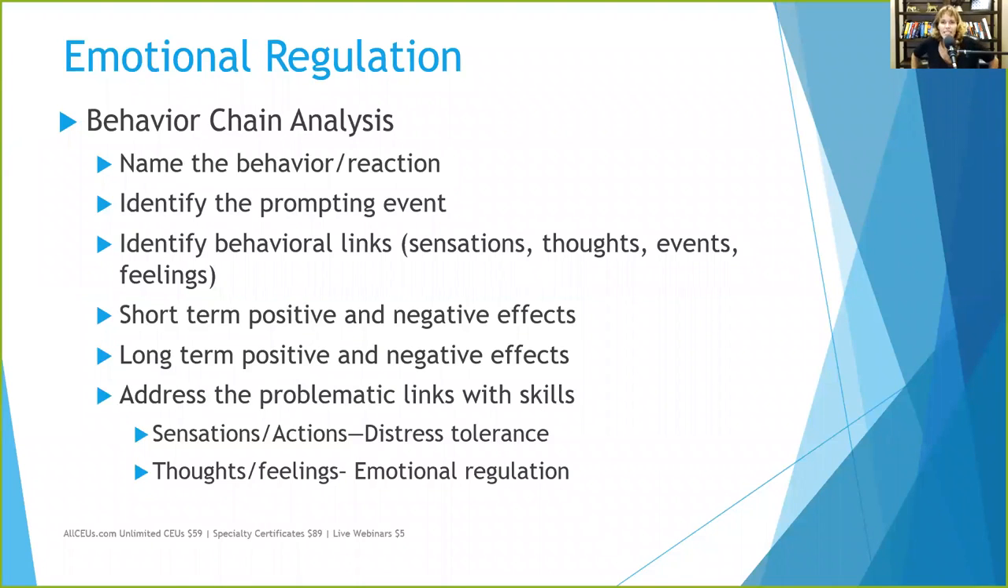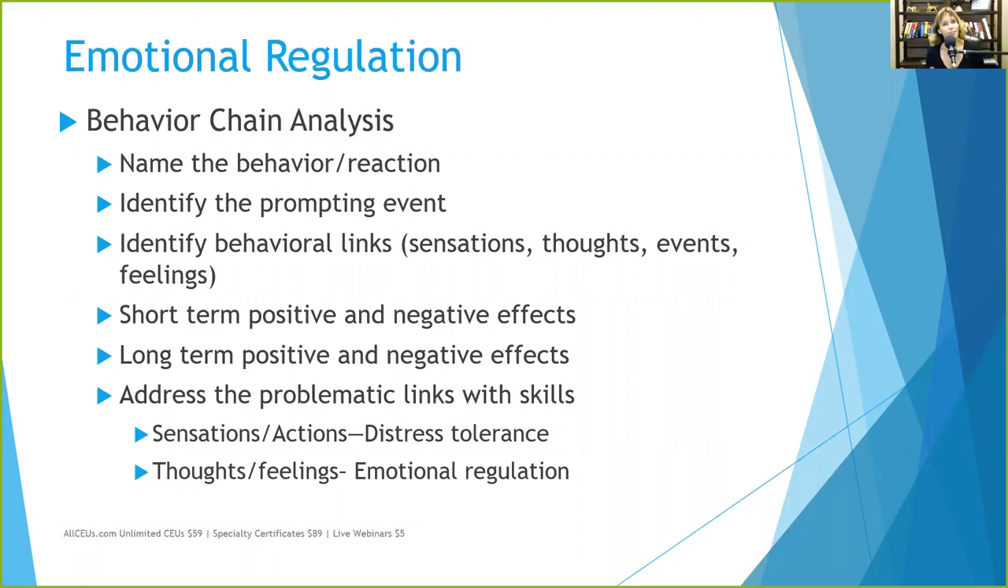Behavior chain analysis. The first thing you do, and a strict behaviorist will have slightly different explanations for how to do this, but just bear with me here. Name the behavior or reaction. What happened? Now, if you're thinking back to the ABCs, this is going to be your C, your consequence. What happened? Identifying the prompting event. ABCs, that would be the A. What was the activating event?